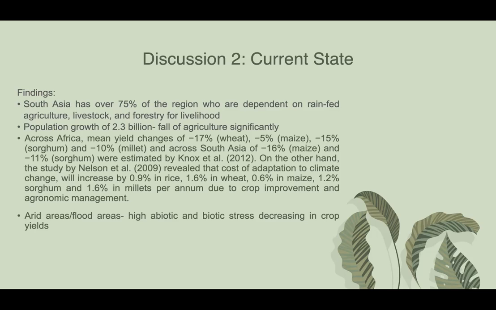Also found that population growth of 2.3 billion is seen, which will cause fall of agriculture significantly. On the other hand, it says that they revealed the cost of adaptation to climate change will increase all of these produce, the rice by 0.9%, wheat by 1.6%, maize by 0.6% due to crop improvement and agronomic management. We will see an increase in prices. And also in arid areas or flood areas, we have high abiotic and biotic stress decreasing in crop yields.